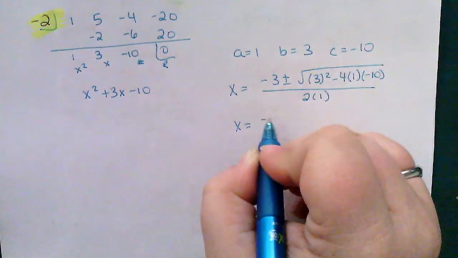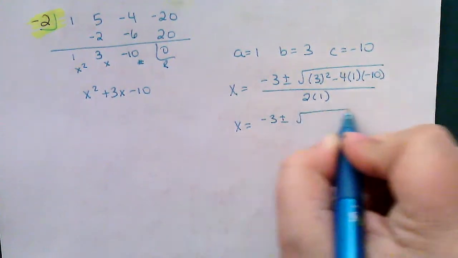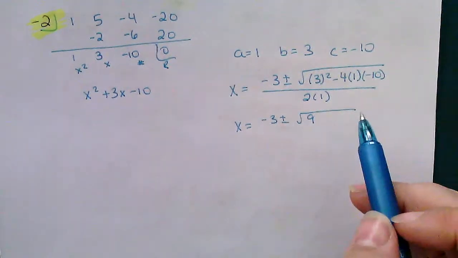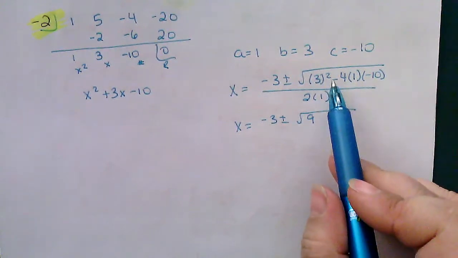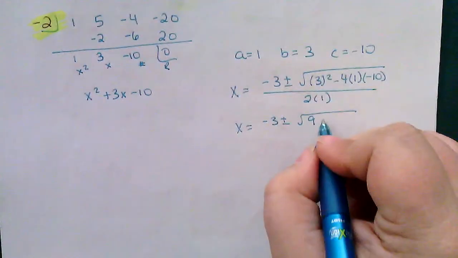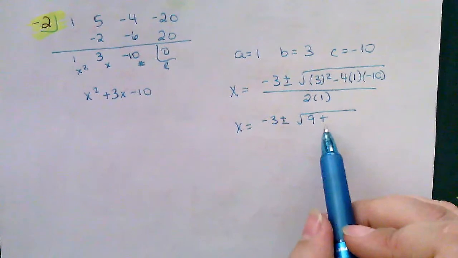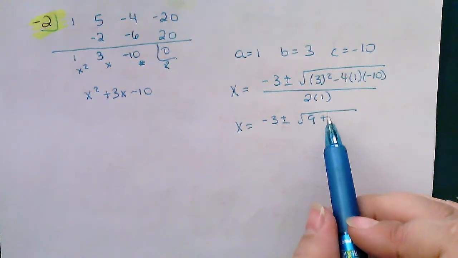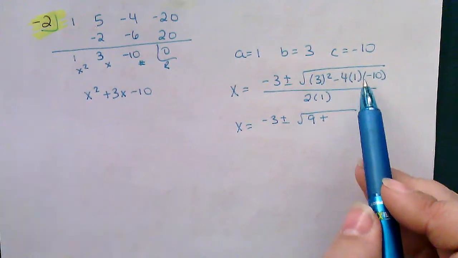So we work inside that square root first. 3 squared is 9. And then we can count the negatives. There are 2 of them. That makes it positive. And I know that's happened on every problem in your notes, so please don't think that's a pattern. It's just because there's 2 negatives.